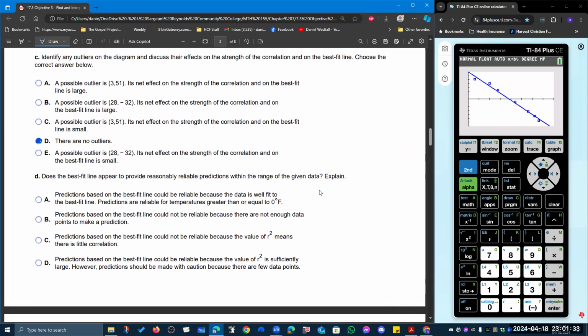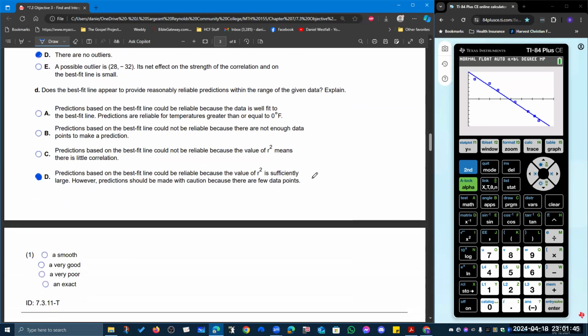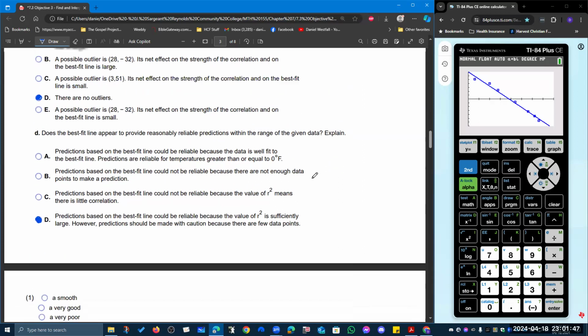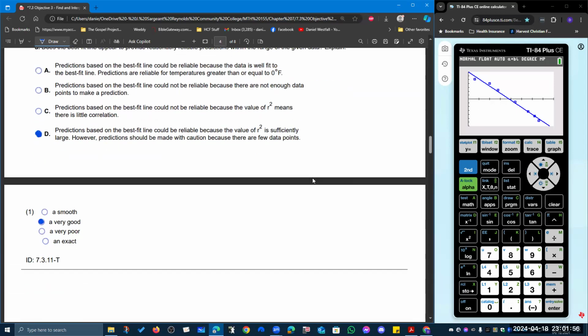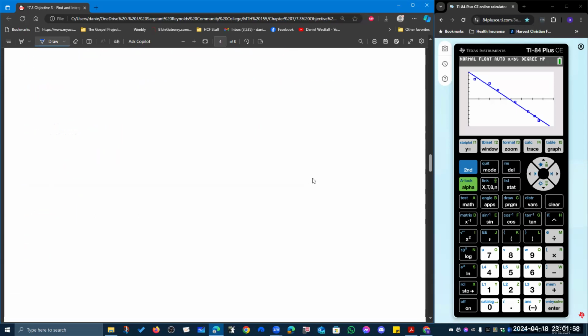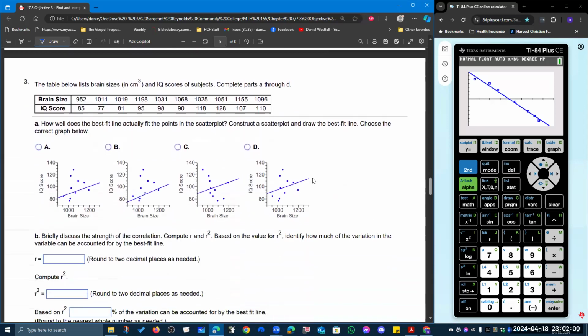So predictions based on the best fit line could be reliable because the value of R squared is sufficiently large. However, predictions should be made with caution because there are few data points. And this is very good. All right, let's go on to our next problem here.